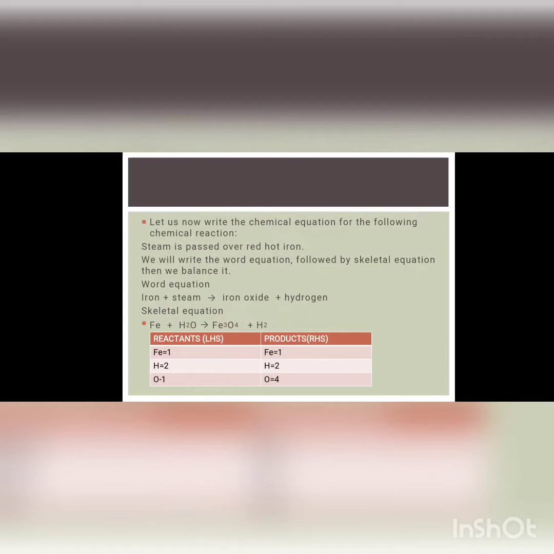Now let us take another example in which steam is passed over red hot iron. We will see that it reacts and forms Fe plus H2O forming Fe3O4 plus H2. Now the equation is not balanced. We have to balance it.